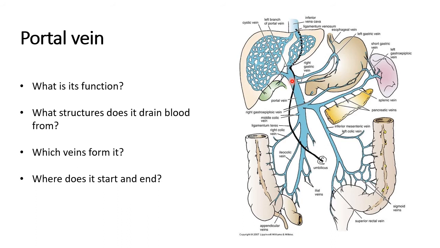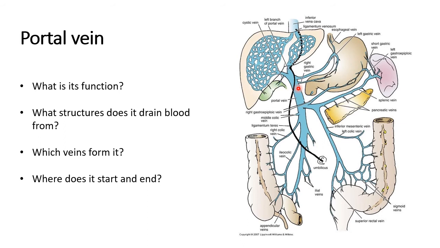vein. So this is the portal vein that will take the venous return from the gastrointestinal tract, starting from the lower end of the esophagus to the upper third of the rectum. Blood will be drained from these parts into the portal vein. So that's the function of the portal vein.